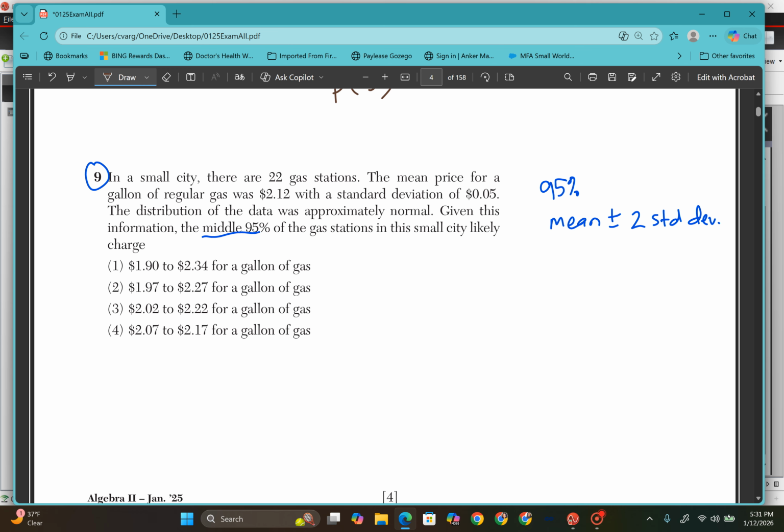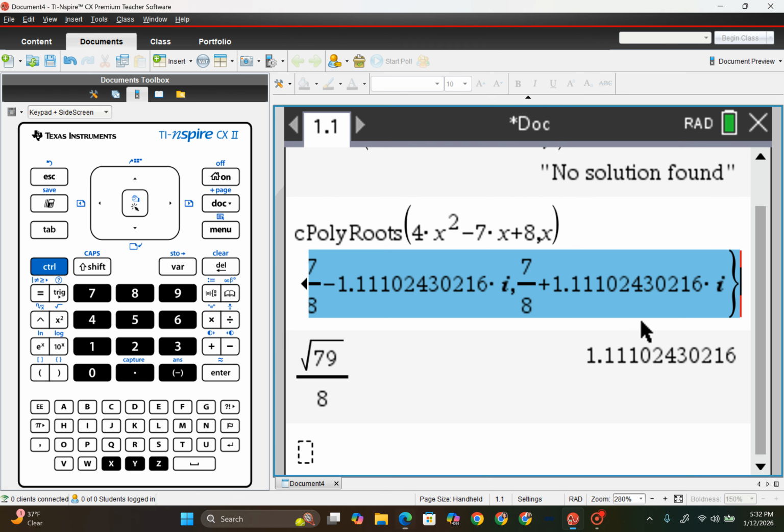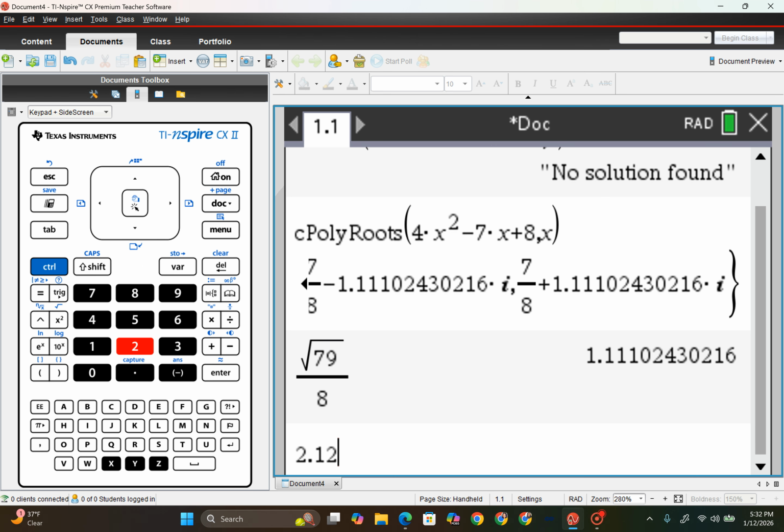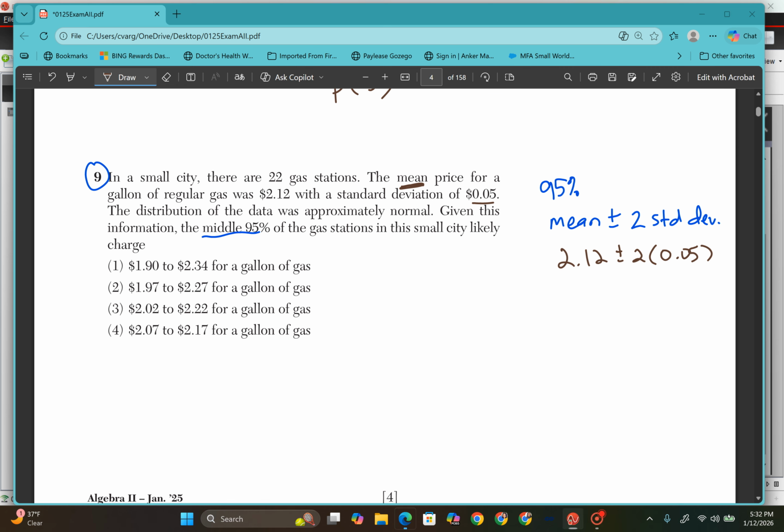So the next one, like I said, I counted this because we did go through this last time. It tells us that the mean is 2.12, so I'm going to put 2.12. Then you do plus or minus 2 times the standard deviation. It gives it to you as 0.05. So let's do it. What is 2.12 plus 2 times 0.05? That gives me the higher number, 2.22. So automatically I already know the higher number is 2.22, so it has to be choice 3.